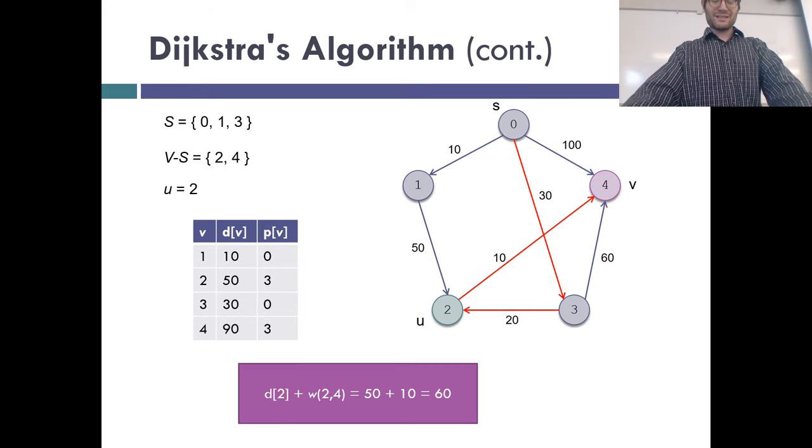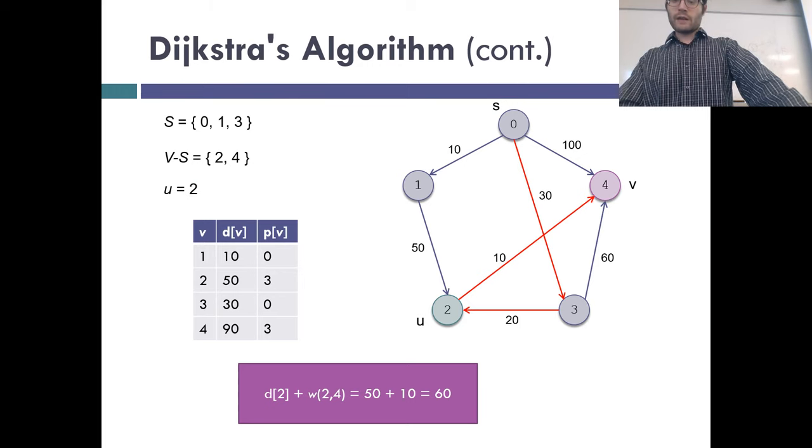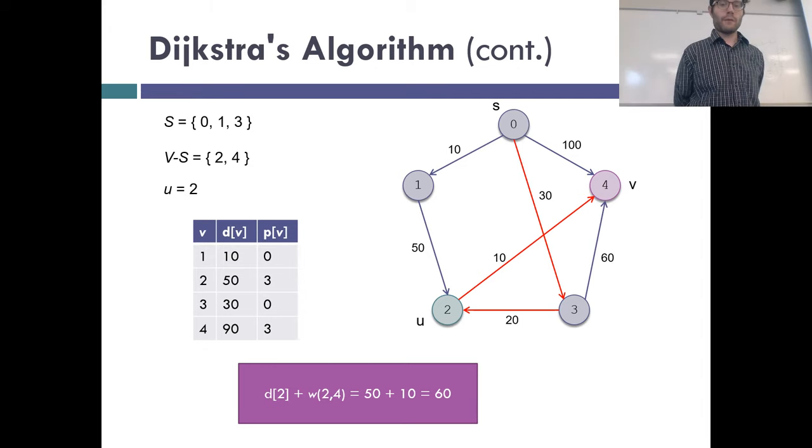let's look at the outgoing edges of 2. So the outgoing edge is 2 to 4. That's 10 plus 50, which is 60. Is 60 less than 90? It is, so we update that value and set the predecessor to 2. Now, if we had a bigger value here, say this edge cost was 100, we just wouldn't update the value. This example has basically every single time we check, we update. So we update it with 60, and we get to 4 by going through 2.